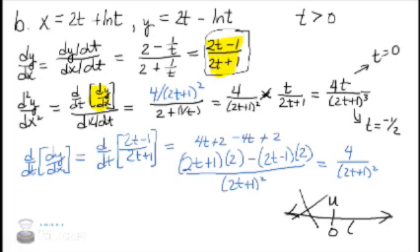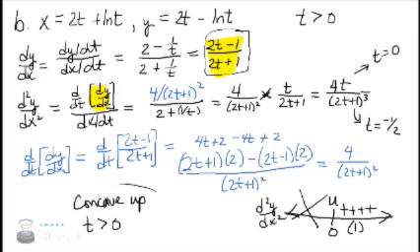So we really just need to test one point and see if it's positive or negative. If I plug in, say, 1 into 4t over (2t plus 1) cubed, we're going to get a positive value. So this is our second derivative sign chart. So we have that we are concave up when t is greater than 0.